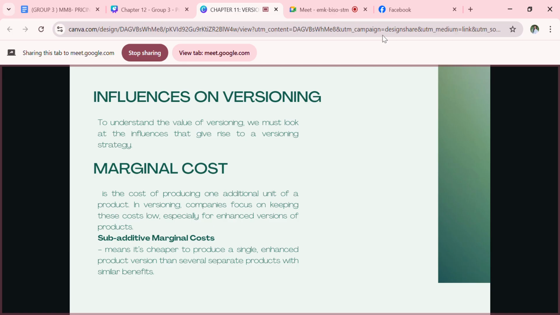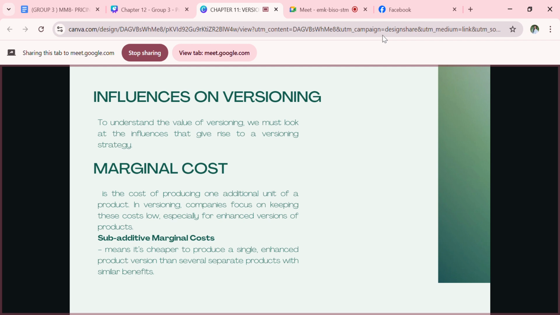First is marginal cost. So when companies decide on a versioning strategy, a key factor they consider is marginal cost, which is the cost of producing one extra unit of a product. In versioning, firms often aim to keep this cost low, especially when offering an enhanced version of their product.